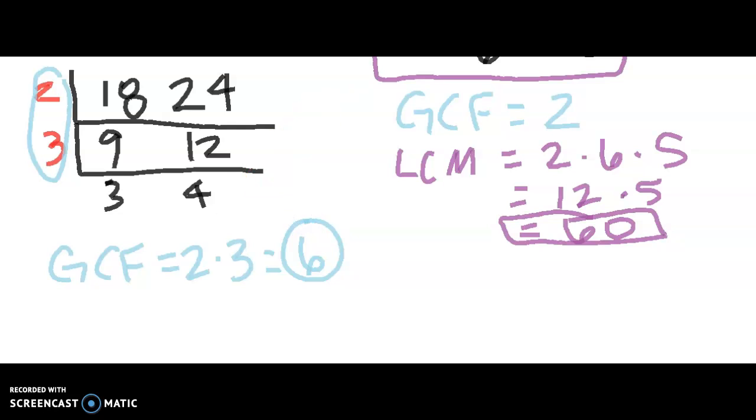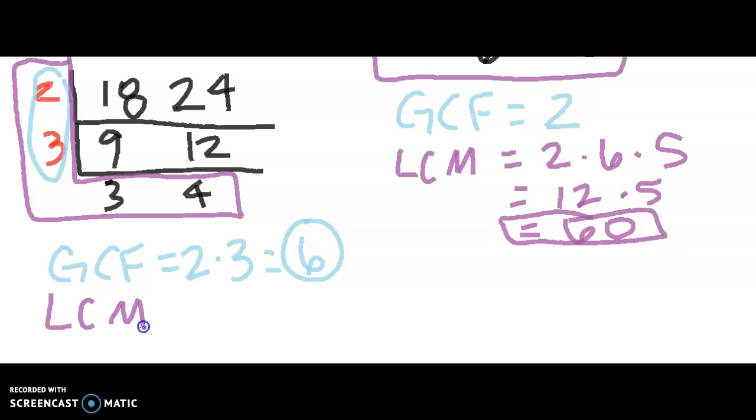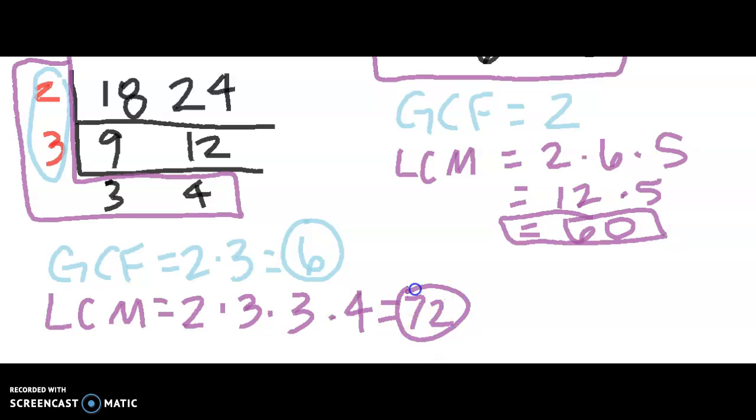And then for our LCM, remember, we're making an L of our common factors and our non-common factors. So for LCM, we have 2 times 3 times 3 times 4. And when we do that, 2 times 3 gives me 6, times 3 gives me 18, and 18 times 4 gives me 72. So the least common multiple between those is 72.